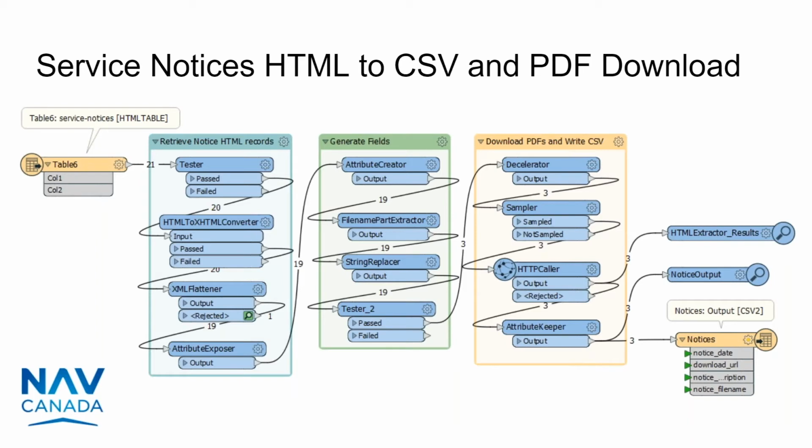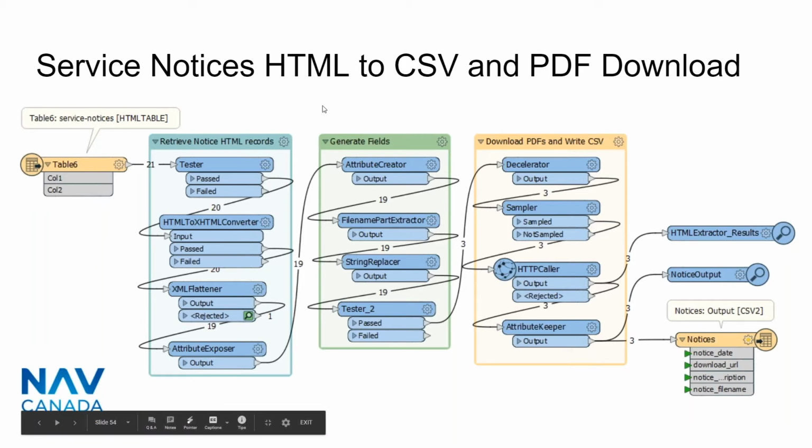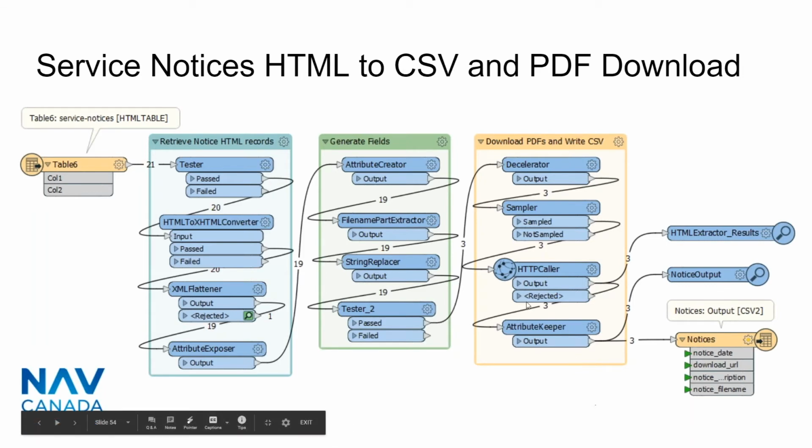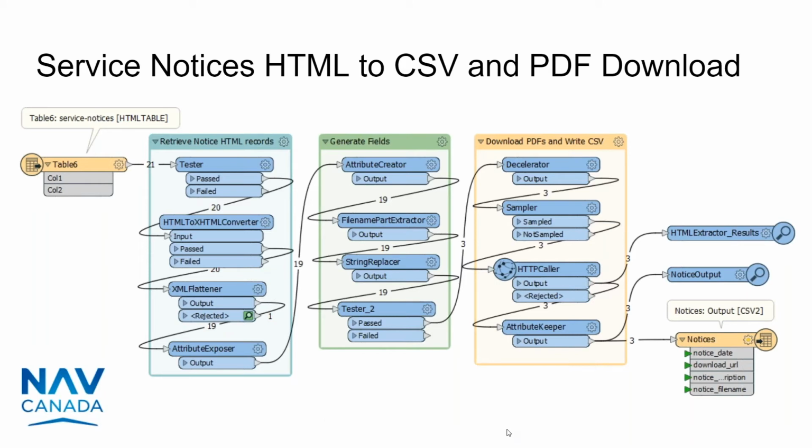So here's a really quick example of that. I probably won't run this right now in the interest of time, but I can have a look at this later. This reads service notices from HTML and then generates a CSV table of those notices, as well as downloads the PDFs. So this is, I guess, an example of web scraping. We can consume data directly from a web page and convert that to XML, flatten it out, and then parse out the paths to pull down a service notice PDF.